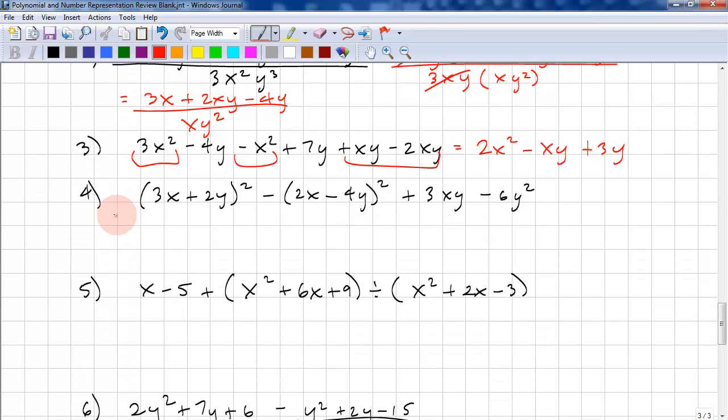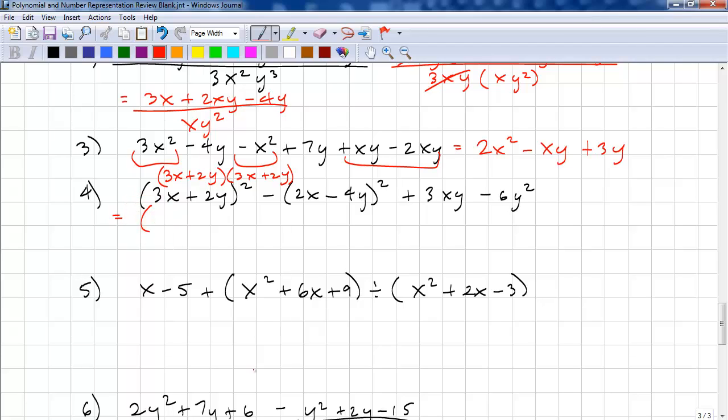Okay, for this one, a little bit more difficult. We need to do exponents first. So that means expanding these binomials. And in case you've forgotten, this is 3x plus 2y times 3x plus 2y. So in case you can't see what you need to do for FOIL, that's the way this is written out.